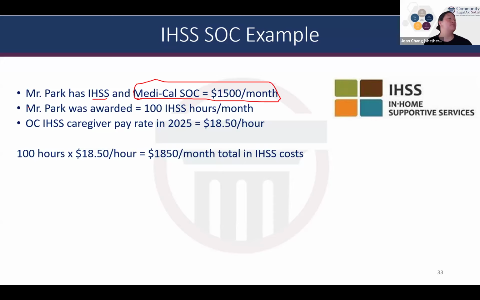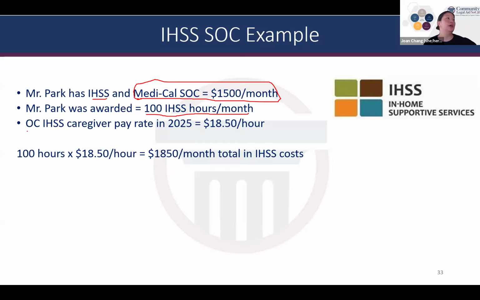So in this example, Mr. Park was awarded 100 IHSS hours. IHSS did their home visit. Mr. Park had his doctor fill out the IHSS form saying that he needs in-home supportive services. And the county said, you know what, Mr. Park, we think you need lots of help at home and you get 100 hours per month in IHSS.